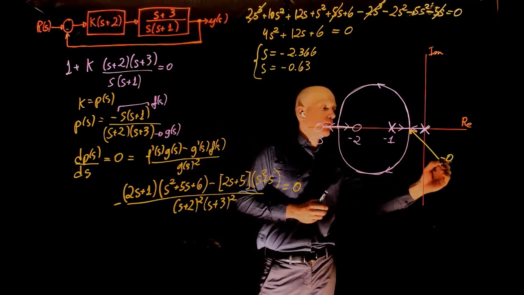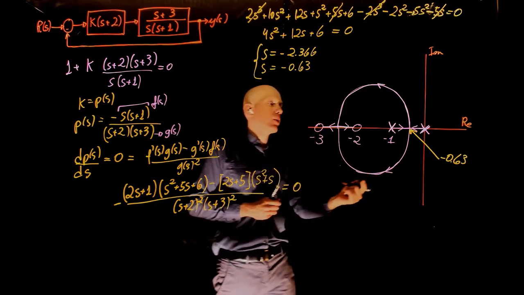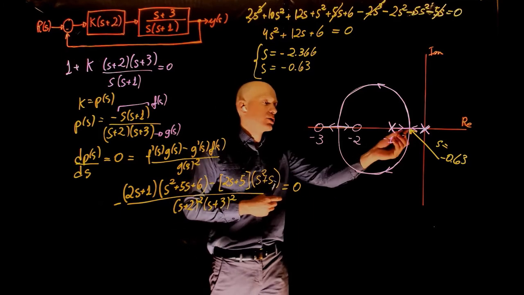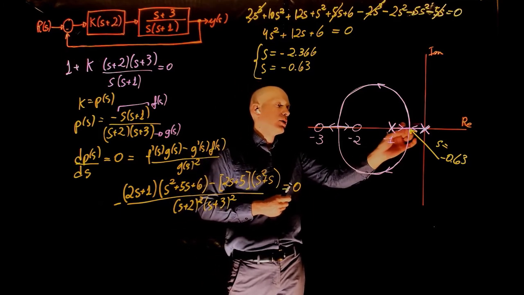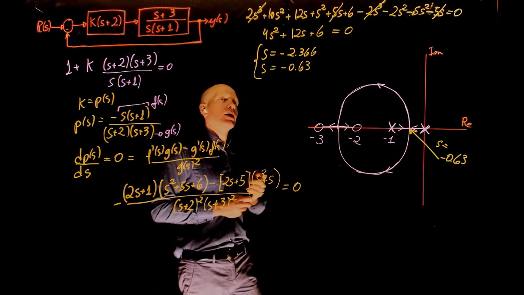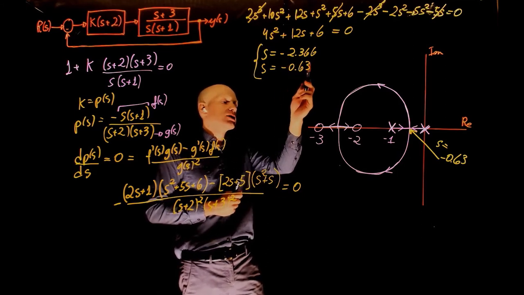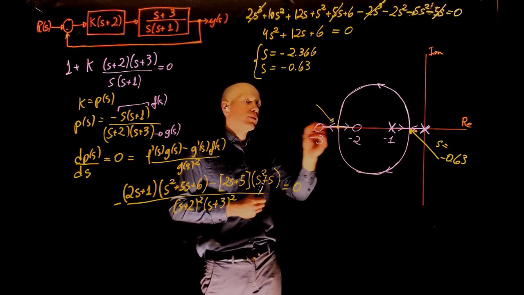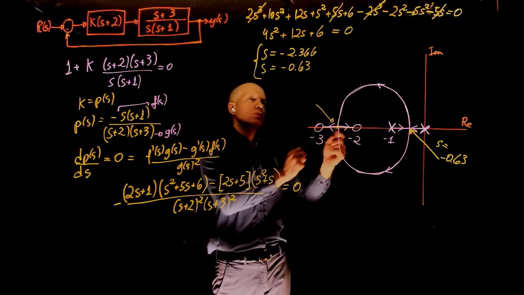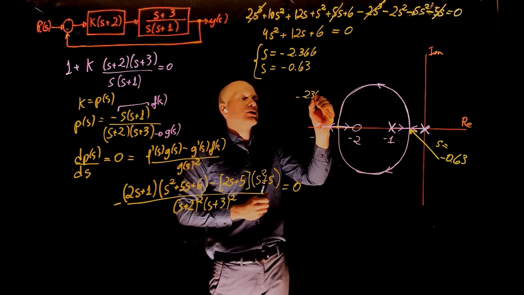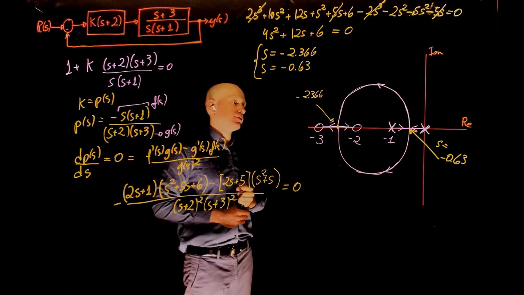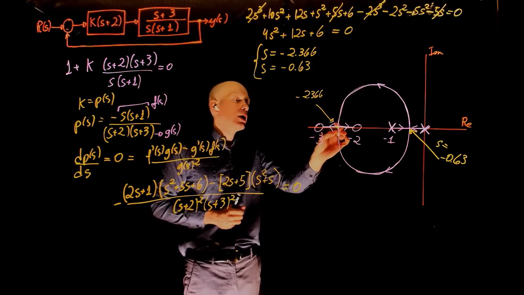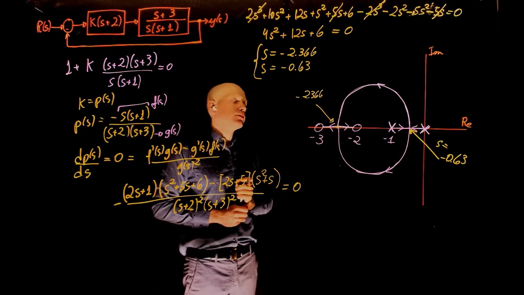This is negative 0.63. This is the breakaway point. This is the value of S, where the system is critically damped, and the poles are the same. Is negative 2.366 part of the root locus? Yes, it is right there, and it's between these two poles. This is negative 2.366. This is the break-in point. This is the value of S when the poles come together here, and the system is again critically damped.